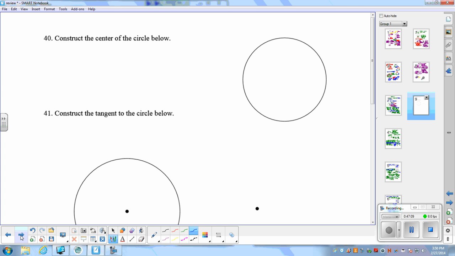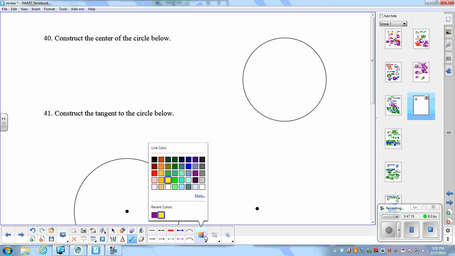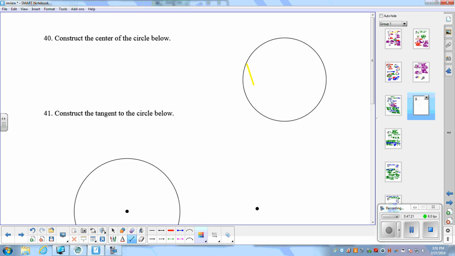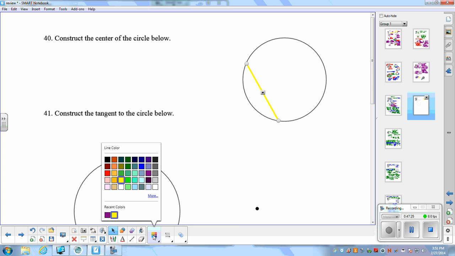So then we go to the next construction. I need to construct the center of my circle. For this one, I need to first construct two non-parallel chords. So I draw 2 lines in. I'll be school spirited. I'll make these 2 OP colors. There's one chord. Oops, I changed that color.